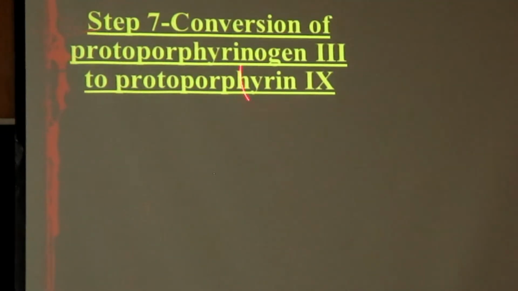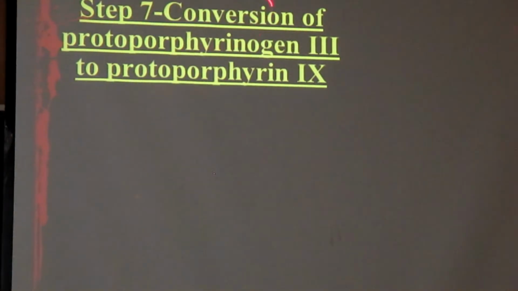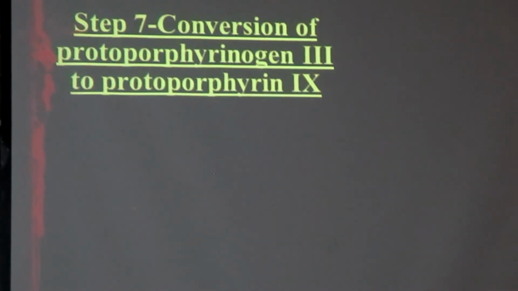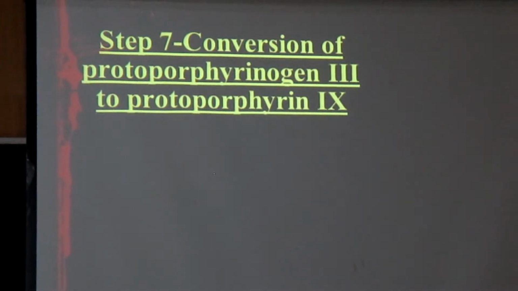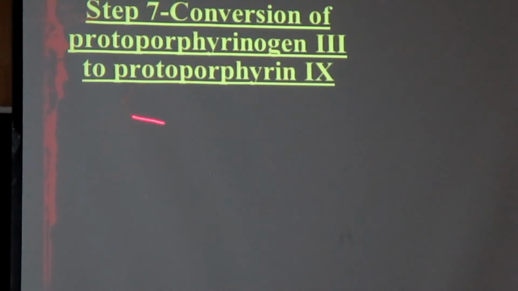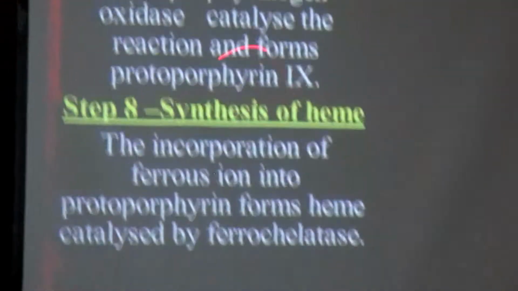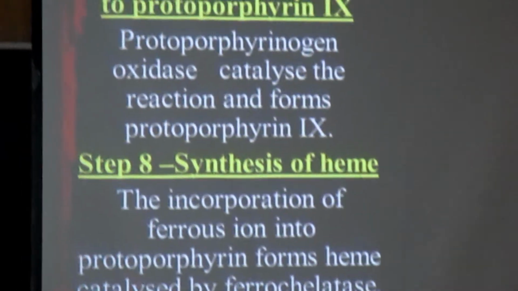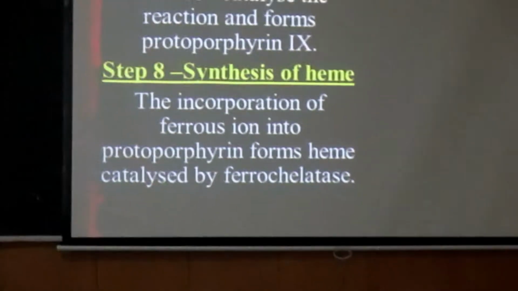This protoporphyrinogen is oxidized to protoporphyrin IX. The protoporphyrinogen and all the porphyrinogens are colorless because of the presence of single methylene bridges. In protoporphyrin, they are converted to double bonds and become colored compounds. Next is synthesis of heme. Protoporphyrin IX, which is the immediate precursor of heme, is converted to heme by the addition of ferrous ion with the help of the enzyme ferrochelatase.